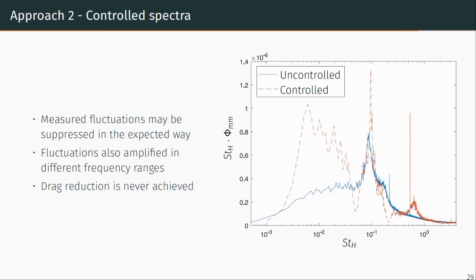So if we look at a comparison between the controlled and uncontrolled spectra here, we find we're able to significantly suppress fluctuations, for example, in this Strouhal number 0.2 range, where we think that the shedding is operating. But naturally, as was also anticipated, we're forced to increase fluctuations in other frequency ranges. And after trying a very large number of these controllers, 150 or 200, I think, that we applied experimentally, we find we're actually never able to reduce the drag by this approach.